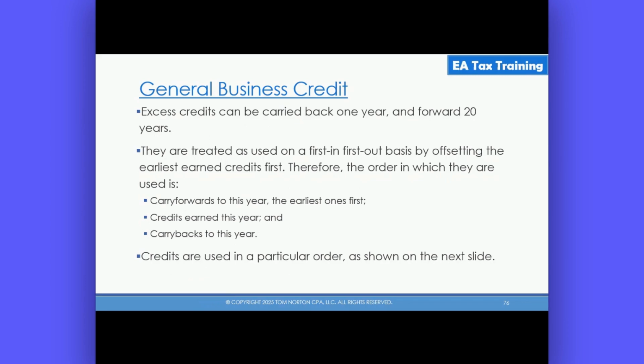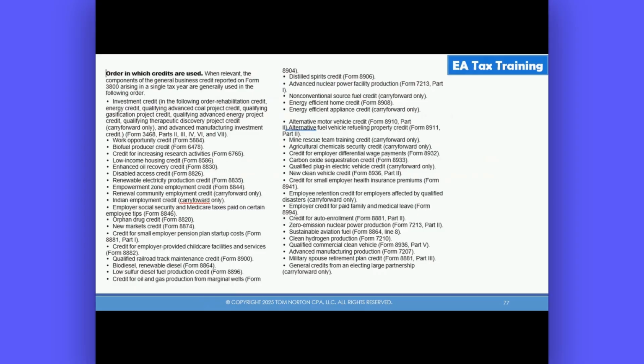Plus, the credits themselves are going to be used in a particular order, which is shown on this list. This list comes from the Form 3800 instructions. So you can see there's a long list of these different credits, and this is the order in which you would take them. If you have multiple credits, whichever one is first on this list, you would take before you apply the next credit, and so on and so forth. We are going to talk only about a few of these that are likely to be tested on the exam, but you can look over this list on your own.